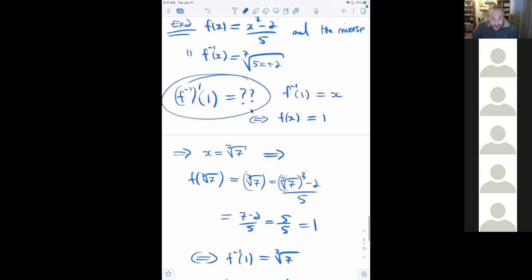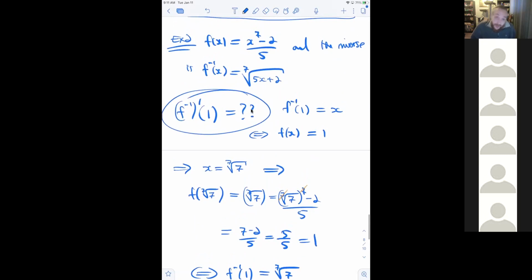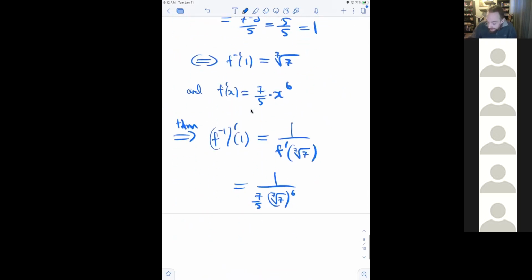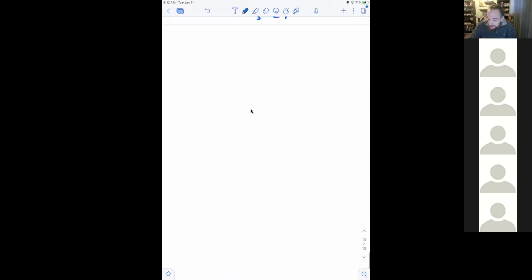In this case, I could cheat because I can actually find the formula for f inverse. In general, I can't actually solve for this, but I still want to know what the rate of change at certain values are. And this is how we get at that with this theorem. All right.